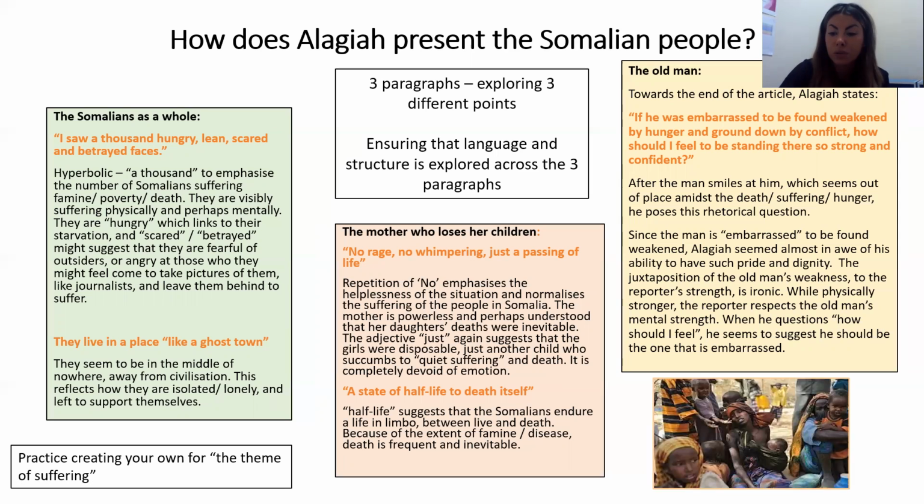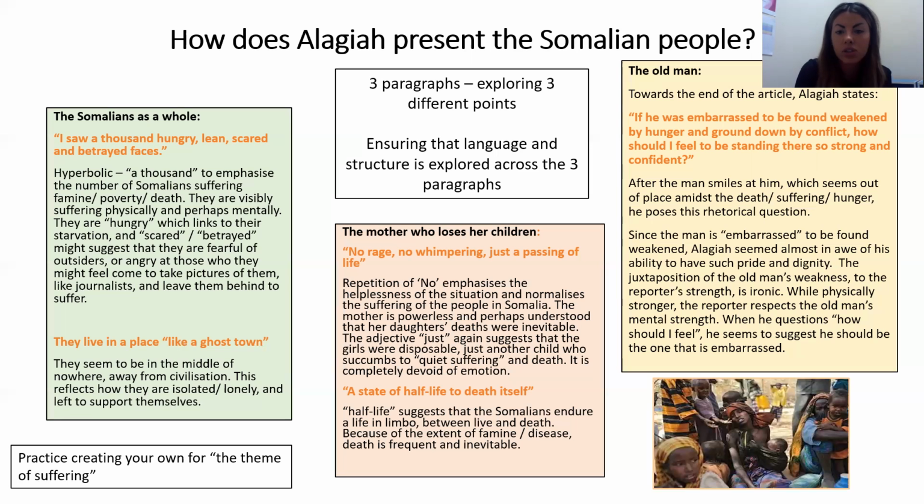It's pretty devoid of emotion, considering that she's just lost both daughters, which I think, if I'm not wrong, are 9 and 10. The mother is completely powerless and perhaps understood that her daughters' deaths were inevitable. It might be a normal thing to see in Somalia, which is emphasized through the adjective "just." This tells us that the girls were disposable. They're just another girl, another child that succumbs to the quiet suffering and death.